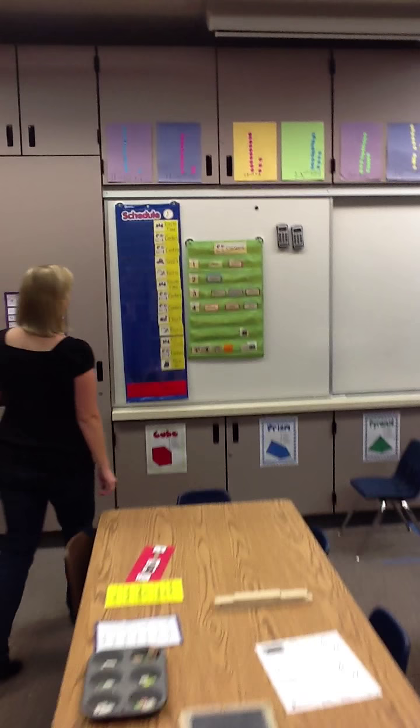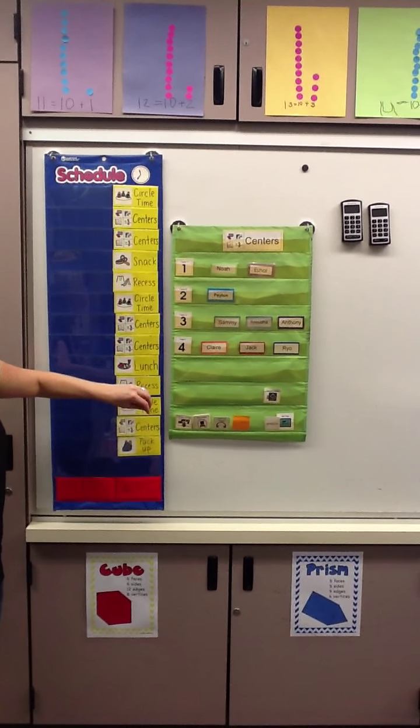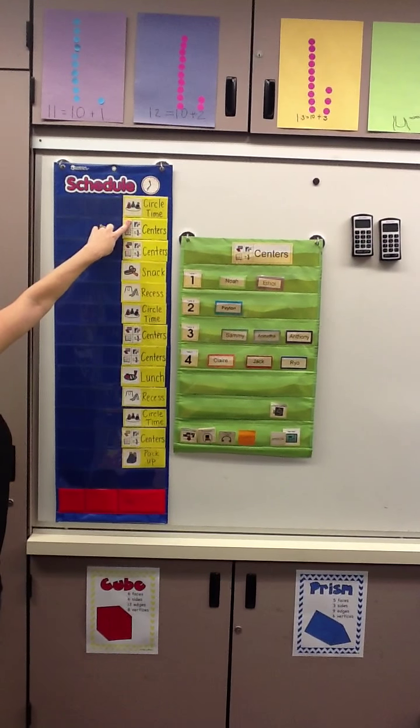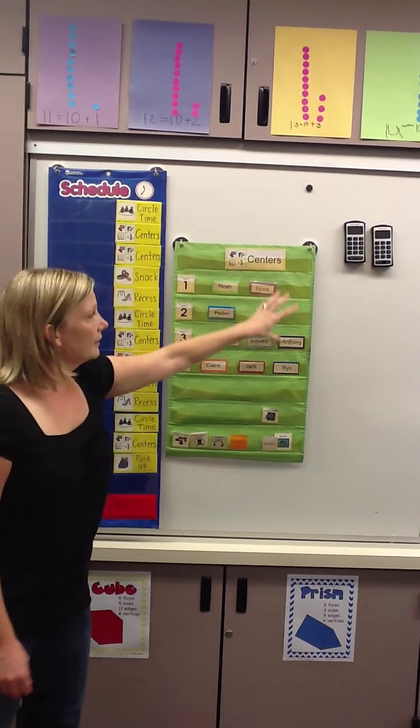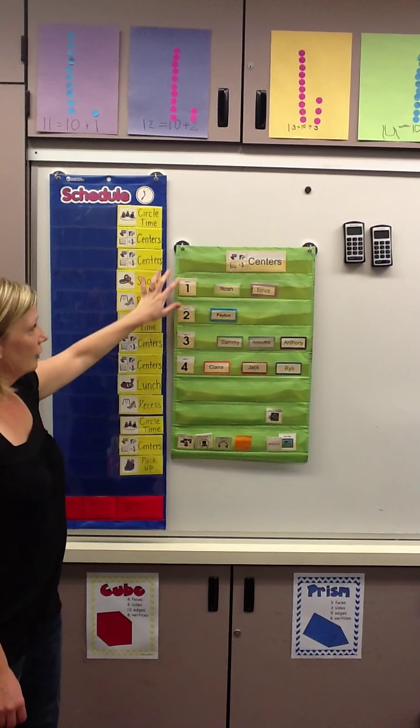After circle time, we go to centers. So if you look up here, this is my classroom schedule. None of my students need individual schedules right now, so they're all on this group classroom schedule. As you can see, circle time would be finished, we'd be moving on to centers. They would then reference this schedule here and it tells them which location to go to.